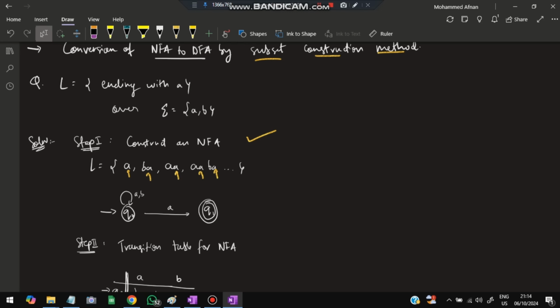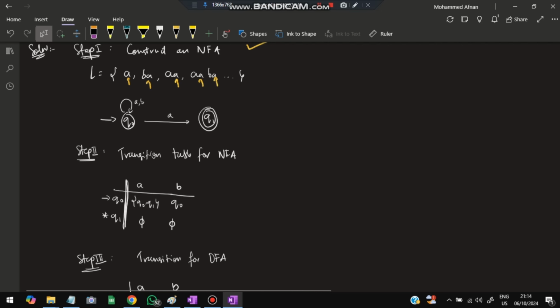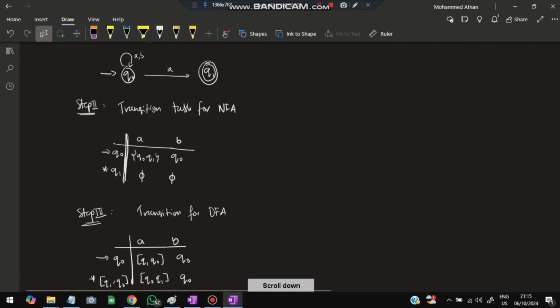This is the language. Constructing NFA, Q naught, AB, it can be here, ending with A, and from here, anything can be there. Construct a transition table for NFA. So transition table will be as follows. Q0, Q1, and here AB, the starting and ending state. If Q0 goes to A, it can be in Q0 also, it can go to Q1 also. So Q0, comma Q1, and Q0 to B, it will go to Q0 only, right? From Q1, nothing is defined. You always can define as well, it doesn't matter. But since we are considering the minimum one, it will not be defined, okay? So it will be null and null. From Q1, neither A nor B is defined. So it will be null and null. So transition table for NFA is done.